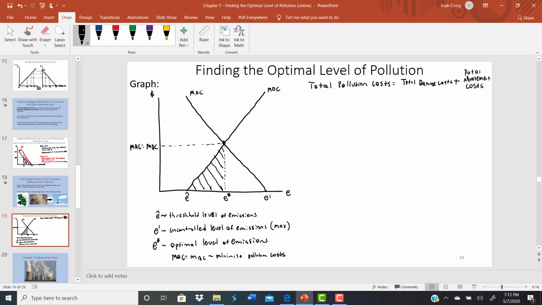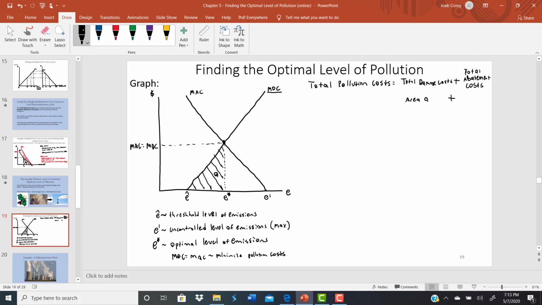Right, that is the area under our marginal damage cost curve, which is right here at the optimal level of emissions. So we're going to go ahead and call this area A. Right. So again, our total damage cost here is going to be area A.